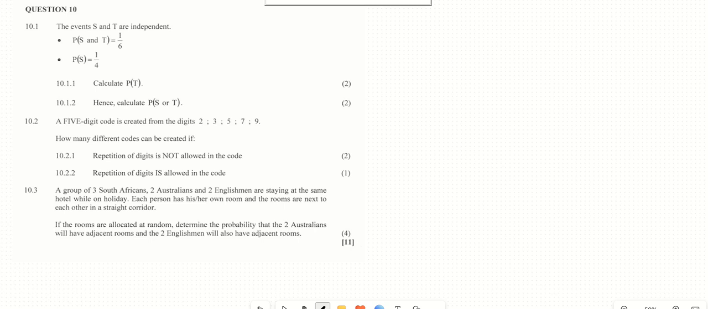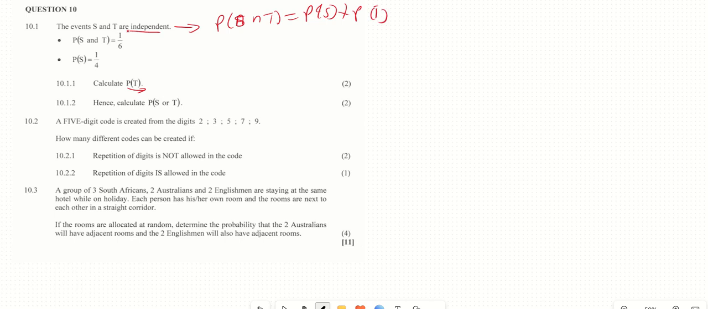Let's look at question 10.1. The events S and T are independent. Probability of S and T is 1 over 6. Probability of S is 1 over 4. Calculate probability of T. So what do we know about independent events? Probability of S and T will be equal to probability of S times probability of T.